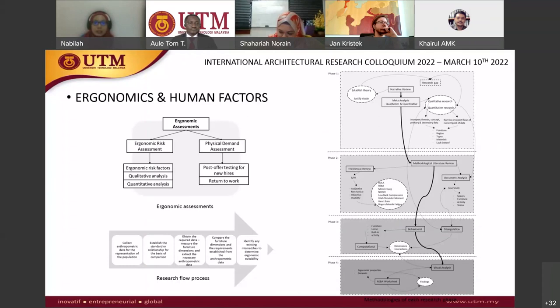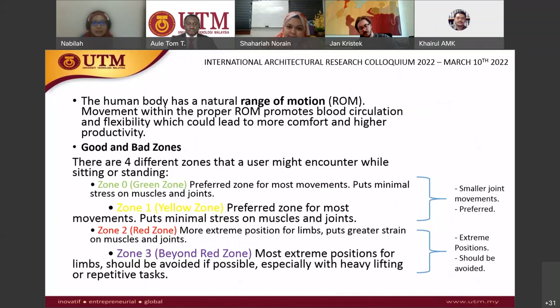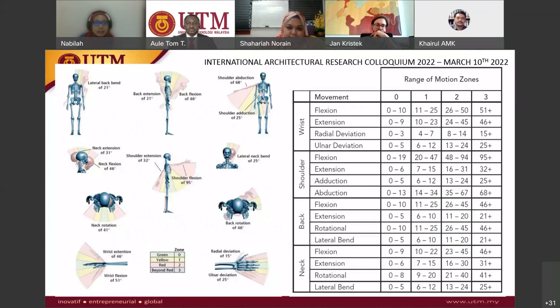Another factor that I look into is the range of movement or range of motion of the user while they are interacting with the furniture or with the equipment in the environment. Based on this study, there are four different types of ranges. We can see it clearly here. The green zone is the one where the user is stationary. If there are any slight movements, it goes into the yellow zone. And towards high movement or high range, it goes into the red and beyond-red zones.